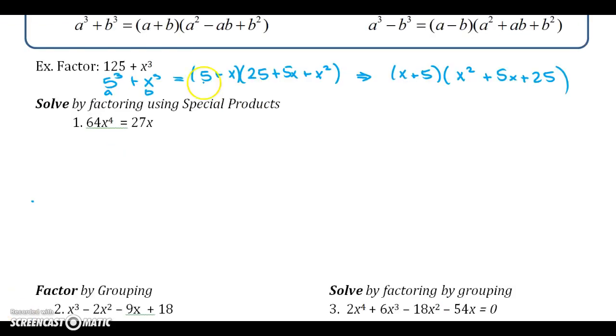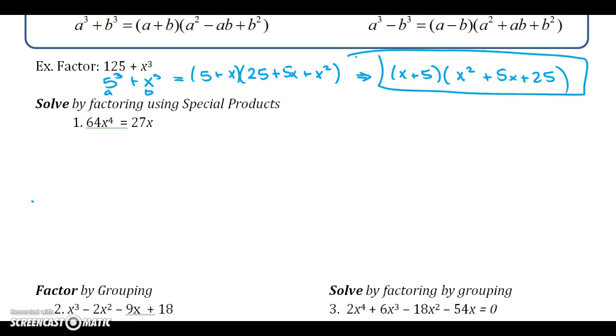Okay, so if you follow the pattern, you will have 5 plus x, because that's your a plus b, times 5 squared, which is 25, plus 5x plus x squared. Notice mine has changed from here to here. This one is in standard form, so you should have x plus 5, and then parentheses x squared plus 5x plus 25. That is your final answer, completely simplified.